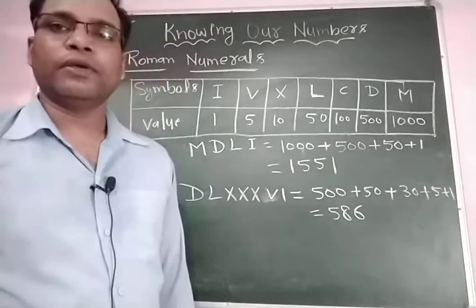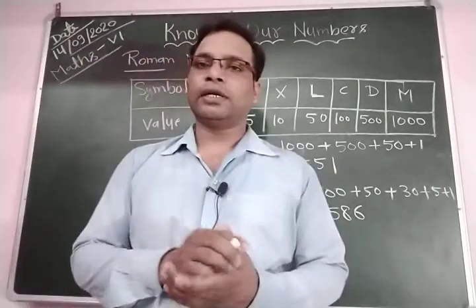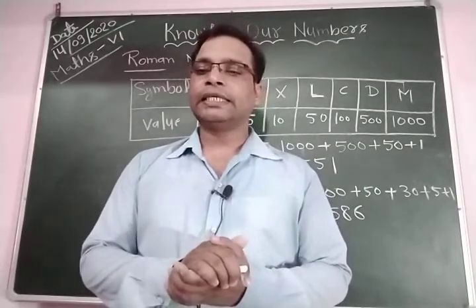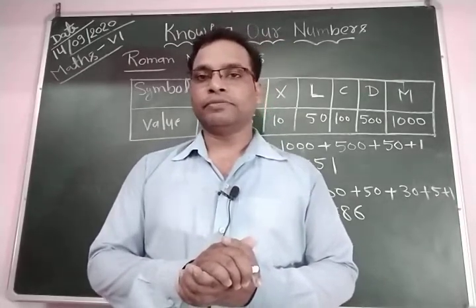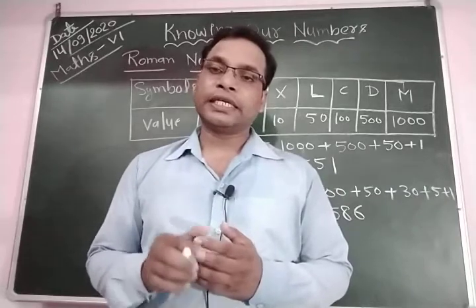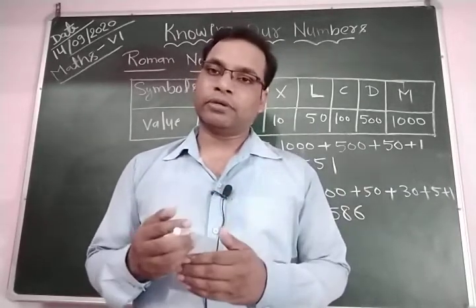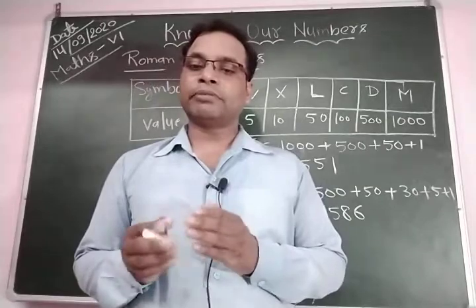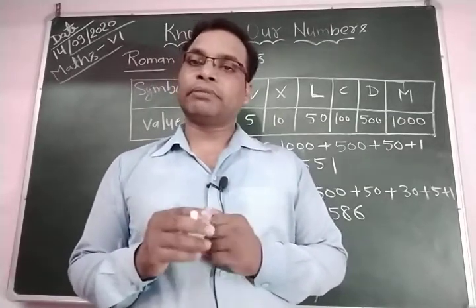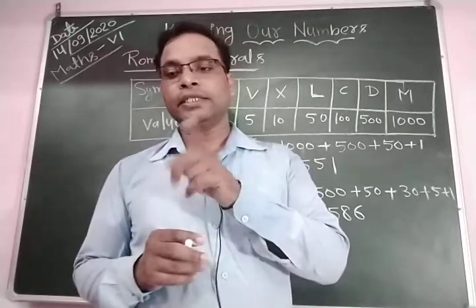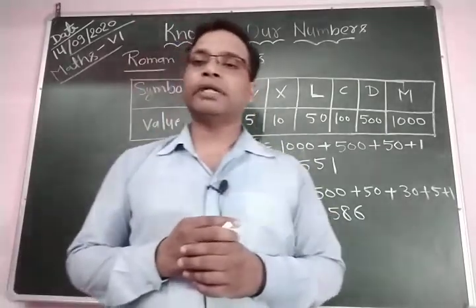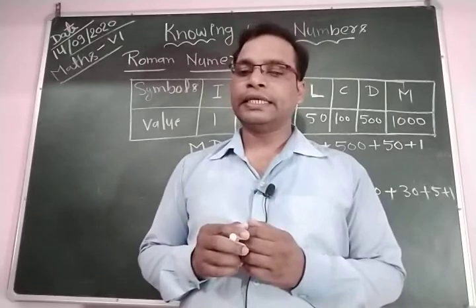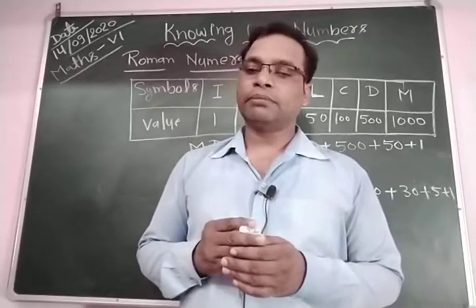Now we are going to discuss rule 3. Rule 3 is that if a symbol of smaller value is written to the left of a symbol of greater value. In rule 2, the symbol of smaller value is written to the right of the symbol of greater value, then we add them. But here the case is different. What is the case here? If the symbol of smaller value is written to the left of the symbol of greater value, not right, then its value gets subtracted from the symbol of greater value.